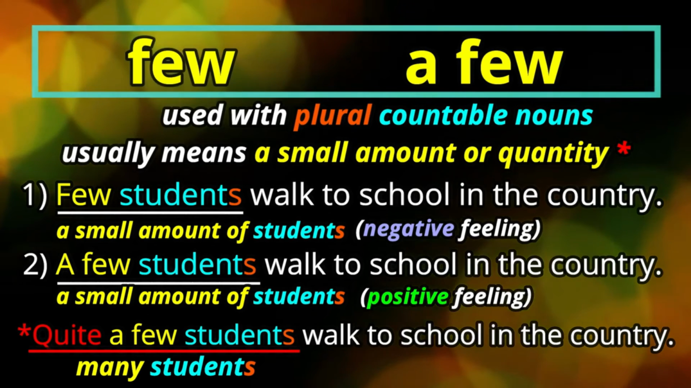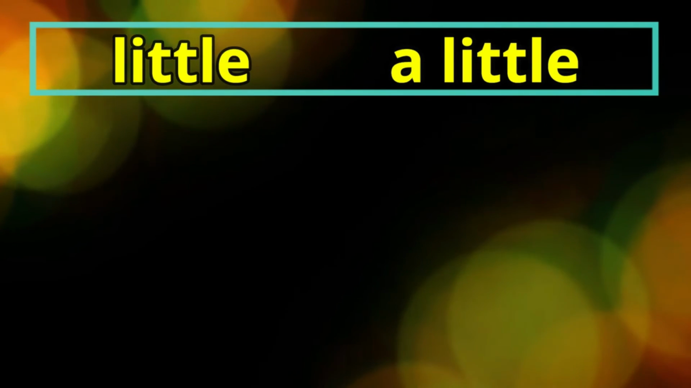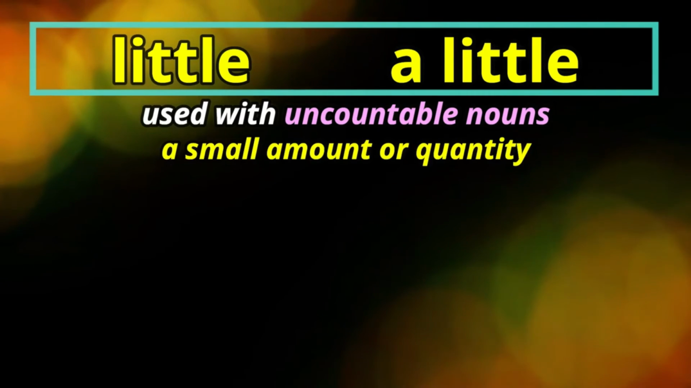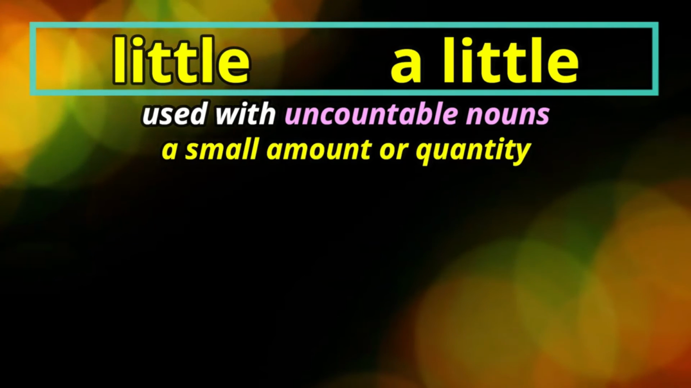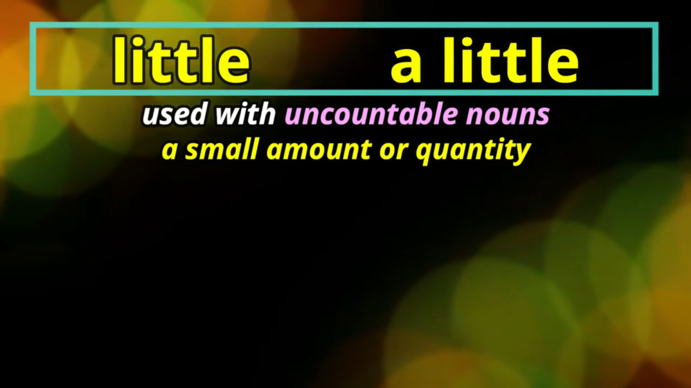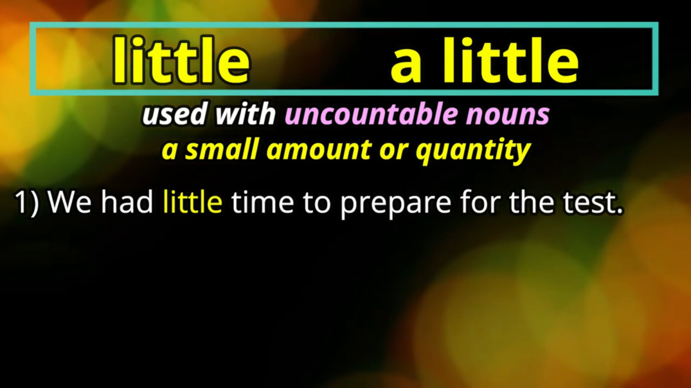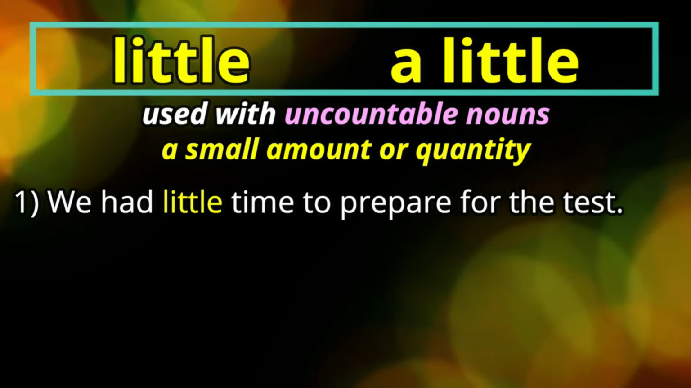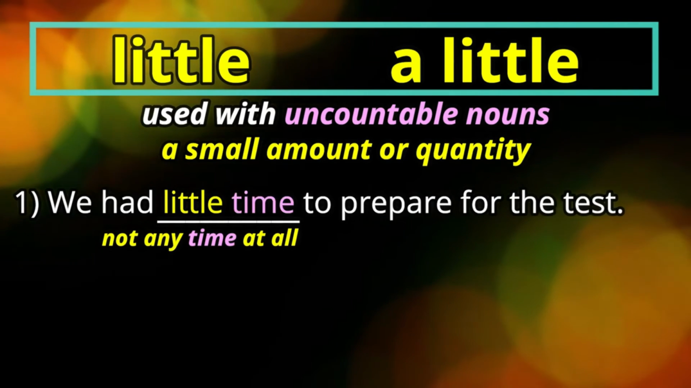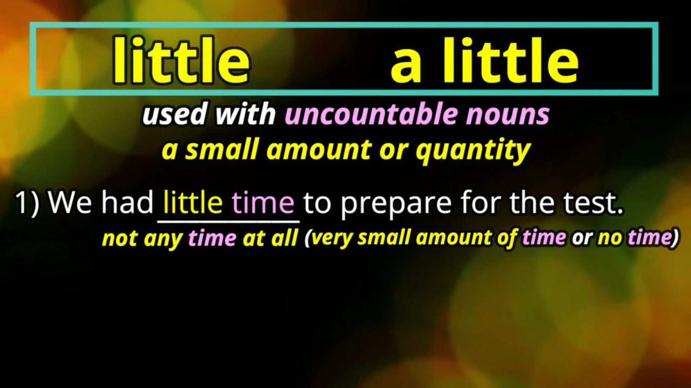Okay? Now we're going to look at little and a little. Little and a little are used with uncountable nouns, and they usually mean a small amount or a small quantity of something. All right? Let's look at the examples. We had little time to prepare for the test. Now, in this sentence, we had little time. This means that we had maybe not any time at all. This means a very, very small amount or no time to do it, to prepare.